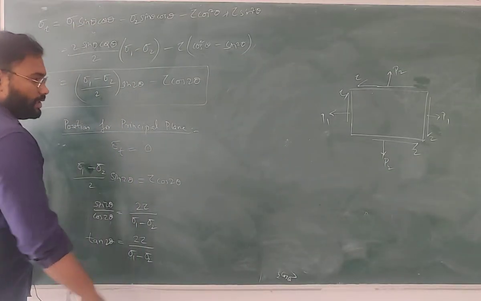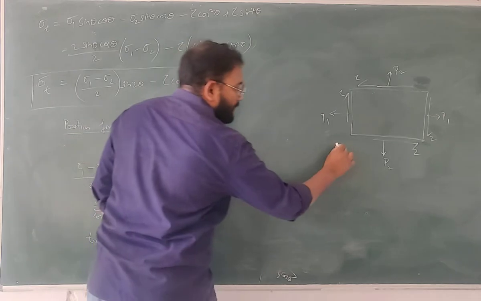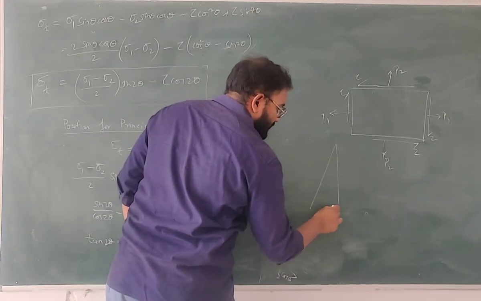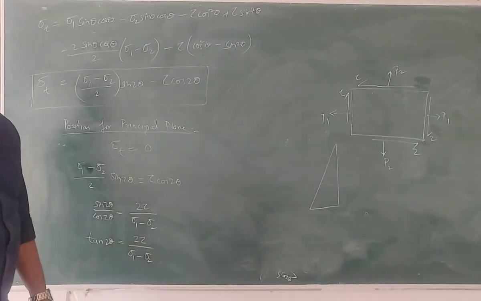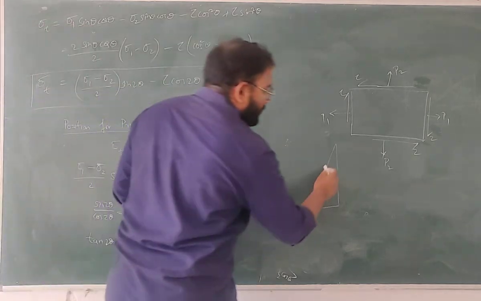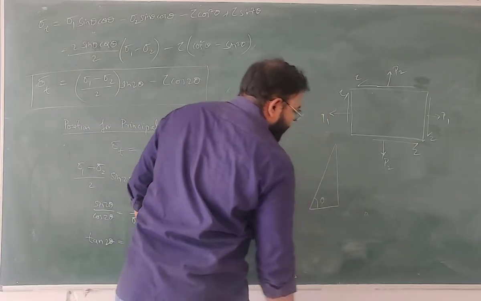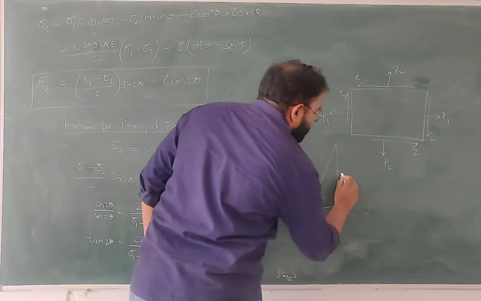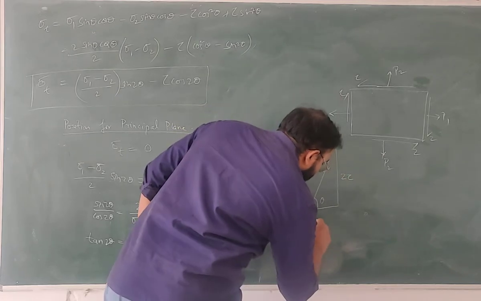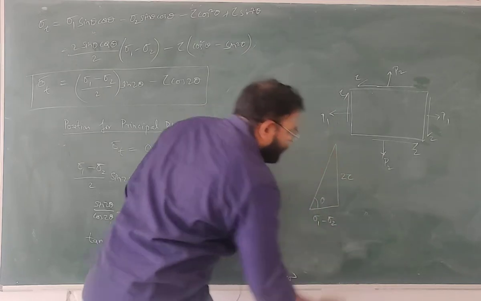So if you see this is a right angle triangle like this, what is tan theta? Tan theta will be, if this is theta, it is opposite by adjacent. So 2 tau by sigma 1 minus sigma 2.